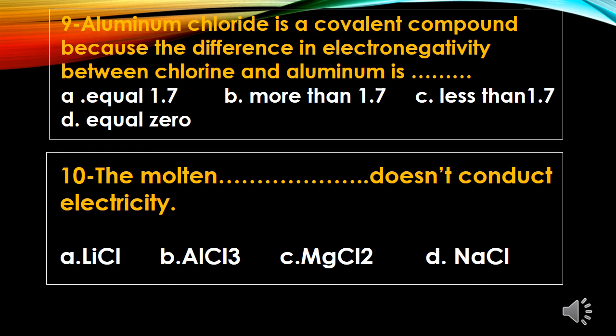Question number 10. The molten compound that doesn't conduct electricity is A, lithium chloride, LiCl; B, aluminum chloride, AlCl3; C, magnesium chloride, MgCl2; D, sodium chloride, NaCl. Lithium chloride, magnesium chloride and sodium chloride are ionic compounds. Ionic compounds are good conductors of electricity. But aluminum chloride is a covalent compound and doesn't conduct electricity. So the answer will be B, aluminum chloride.